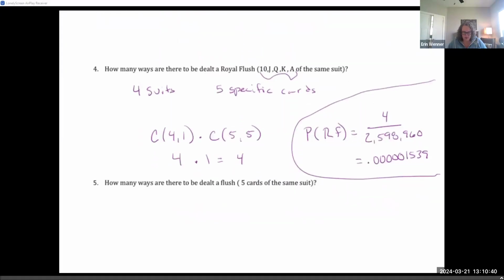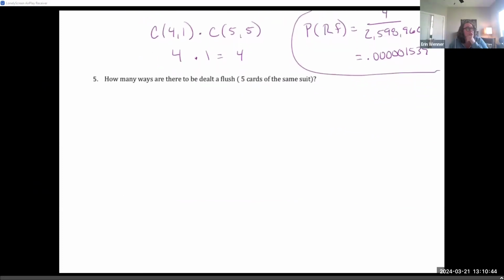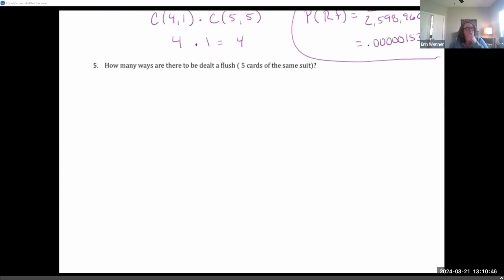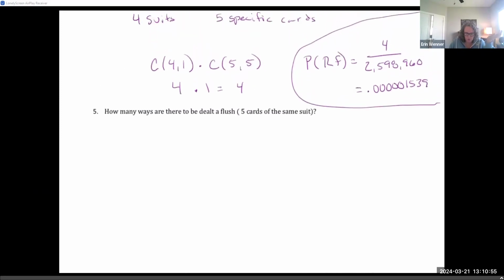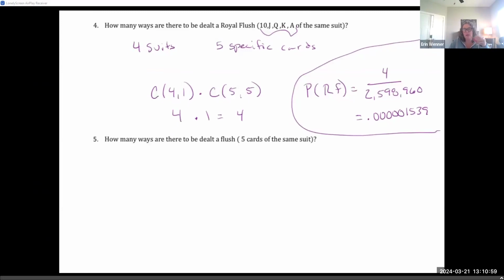So number 5 says, how many ways are there to be dealt a flush? And just a flush, it's 5 cards of the same suit. We're not saying it has to be a royal flush. It just has to be 5 cards of the same suit. So what do you think in calculating number 5 is going to be the same as what we did in number 4?